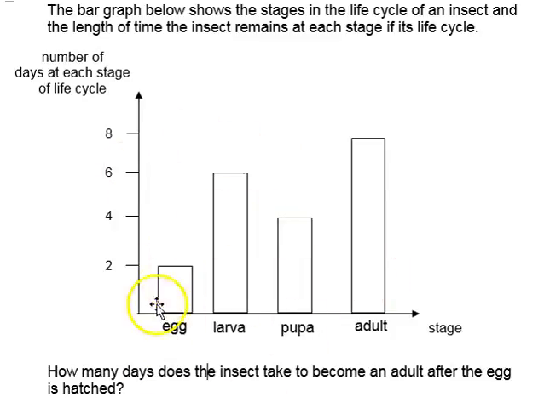Now you do not count the egg stage because it has not hatched yet, and you do not count the number of days in its adulthood because the question is asking you until it becomes an adult. So there's no need to count the number of days that it spends as an adult. All right. So again, a very easy question.